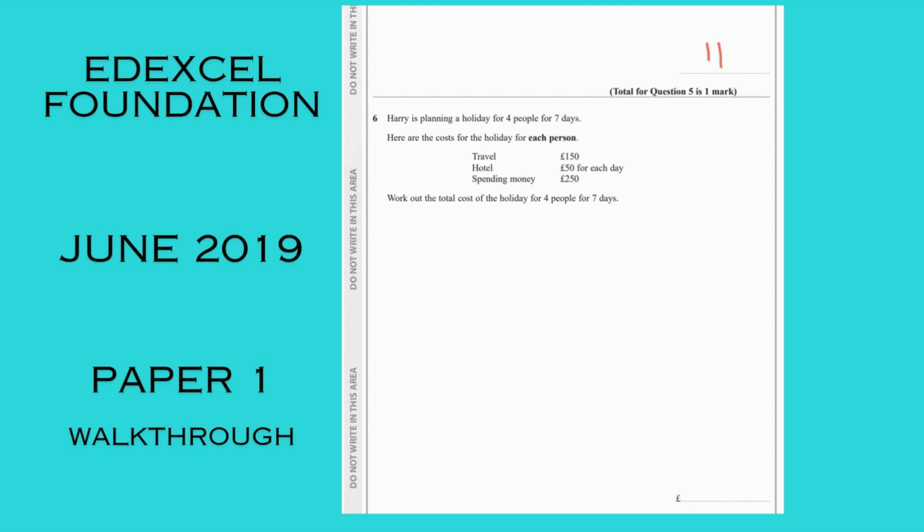Next, first taste of a wordy question. Harry's planning a holiday, so we've got travel. So that's 4 people, but you're only going to travel once. So for travel, it's going to be £150 for the 4 people, giving you £600.